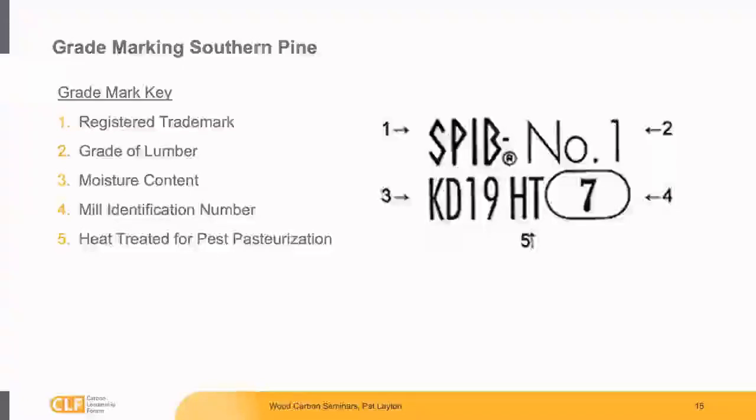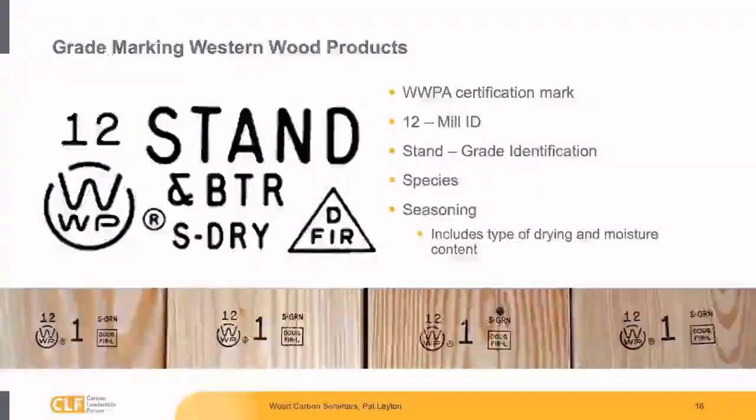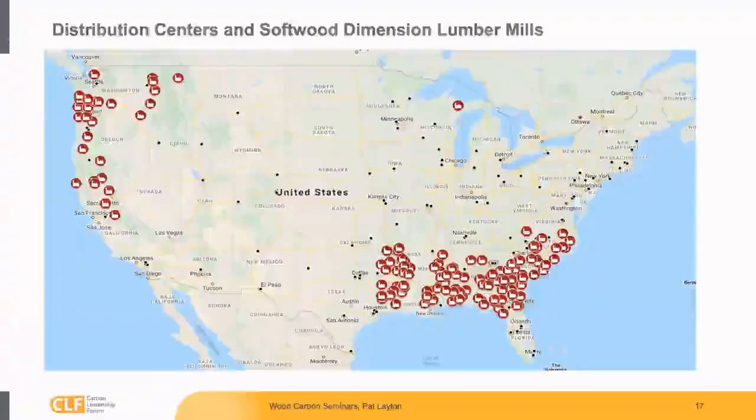Every mill has an identification number so that every piece of wood can be traced back to the mill that it came from. Same idea in Western products. Western Wood Products Association is a certifying body out west. They have multiple species, so they will always tell you what the species is, and this particular wood that I'm looking at on this mark is Douglas fir. It will give you the mill, how it's seasoned, and the moisture content, all in those grading systems. So these marking IDs on the wood are very important pieces for you to understand when you're buying wood.